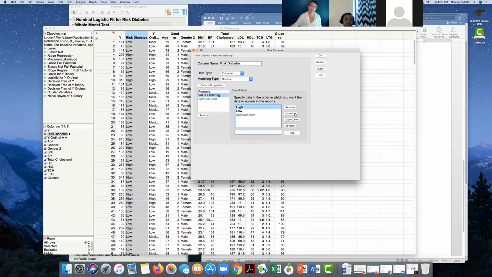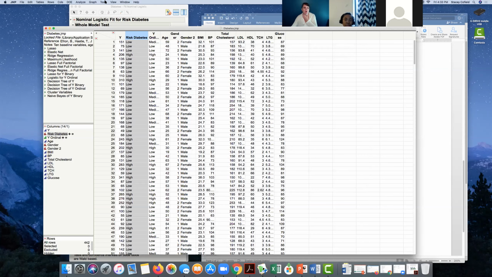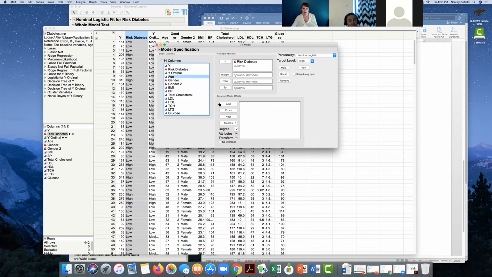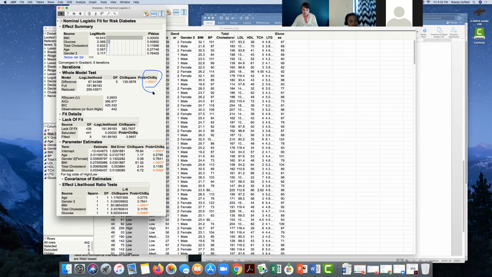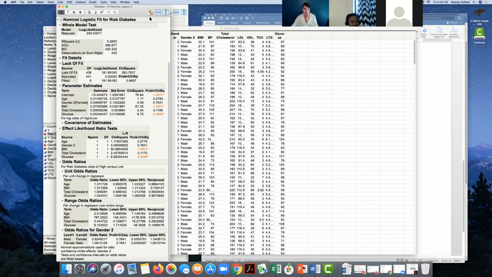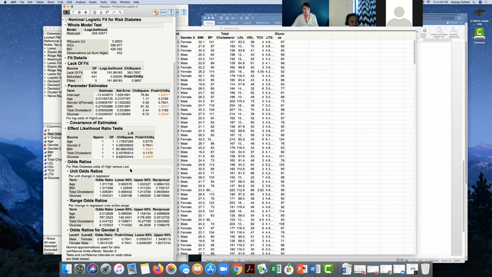So you can change them, and we'll see here, now that I value ordered it, if I go back to my fit model and fit the same model, age, gender, BMI, total cholesterol, and glucose, this is exactly the same as the models we fit before. What you'll find is that these are all the same p-values. But what you get now when you look at your odds ratios is we're now looking at the odds of being high versus low.